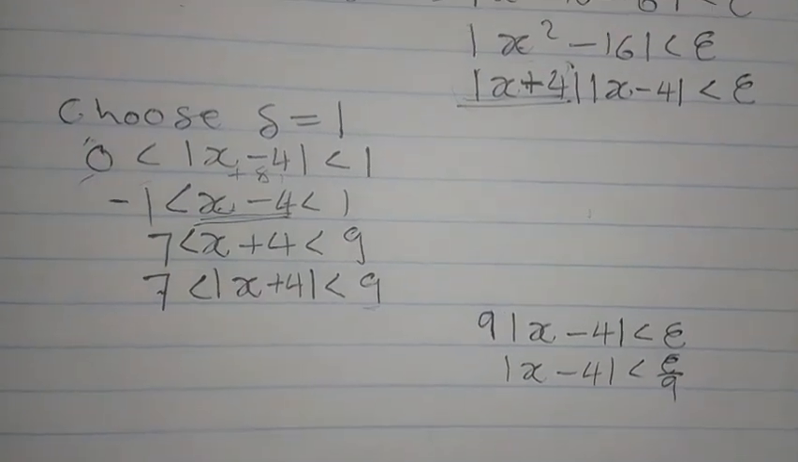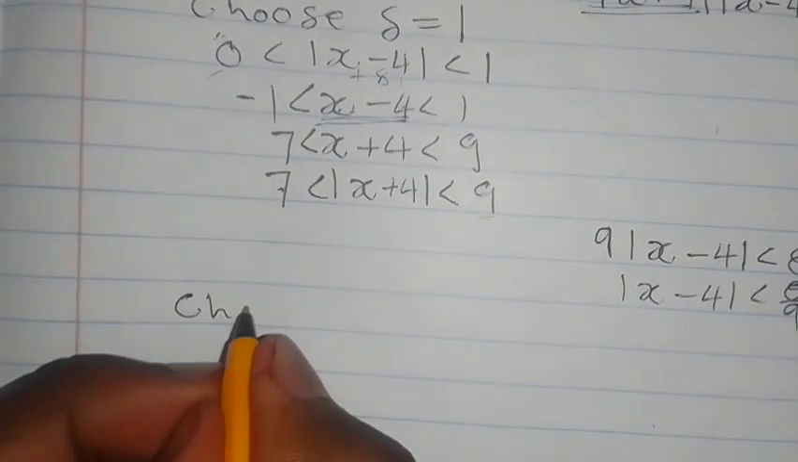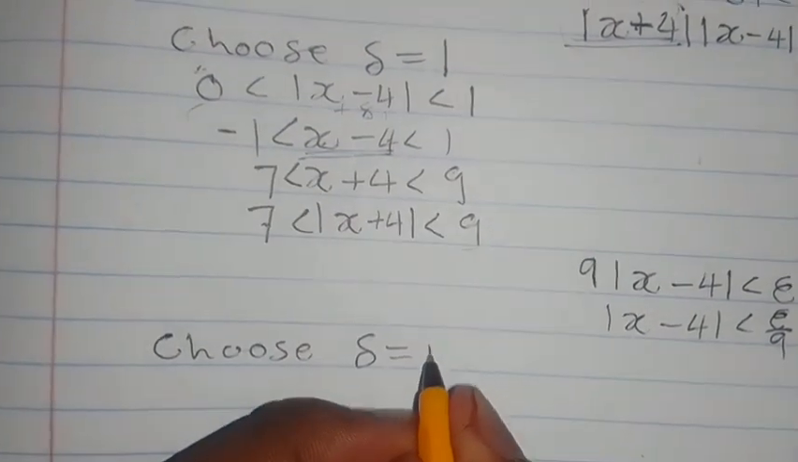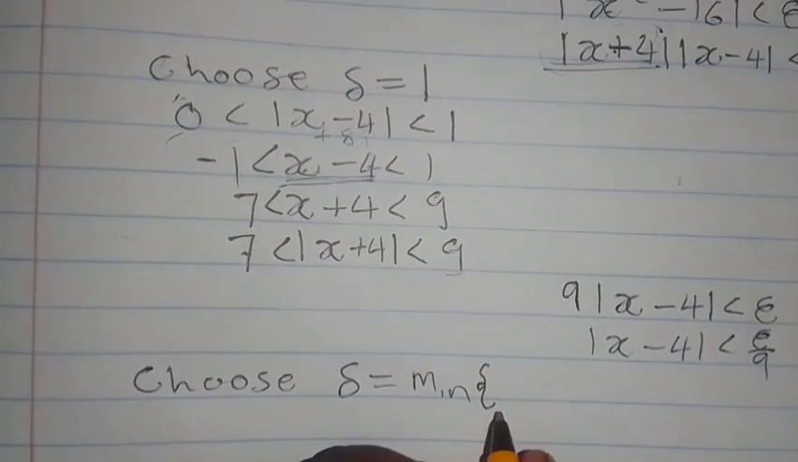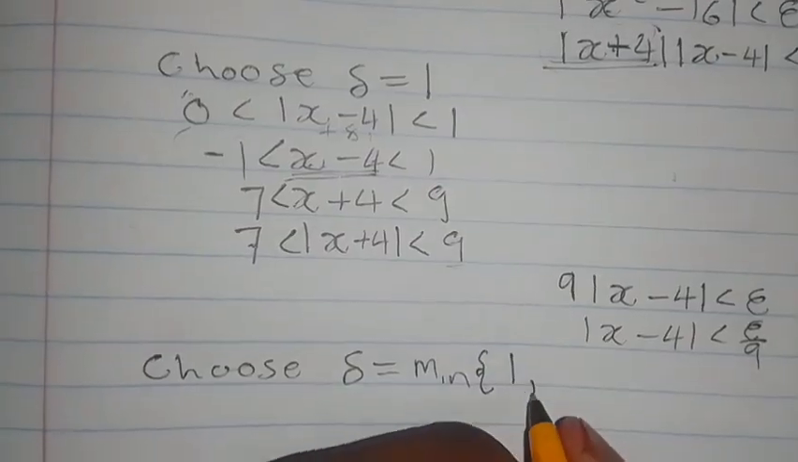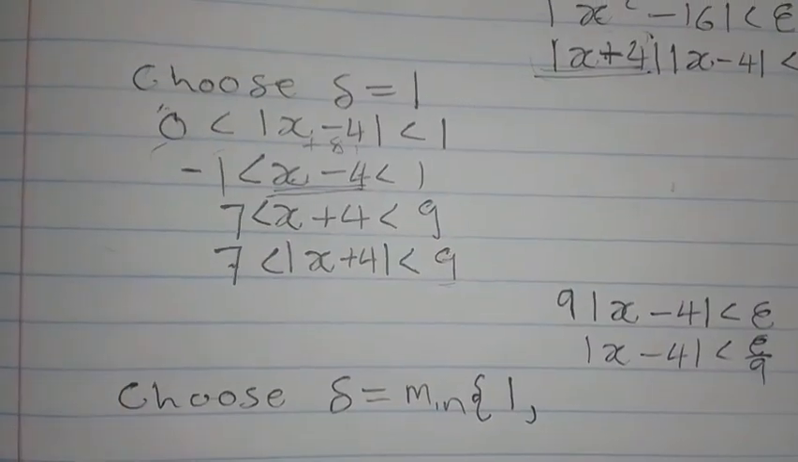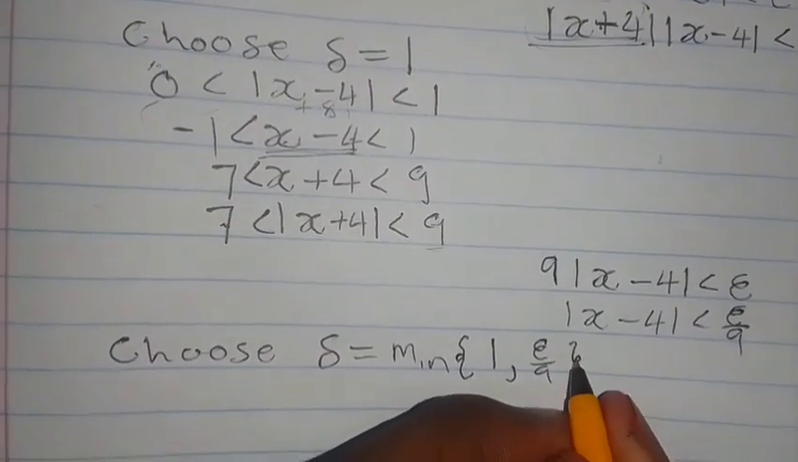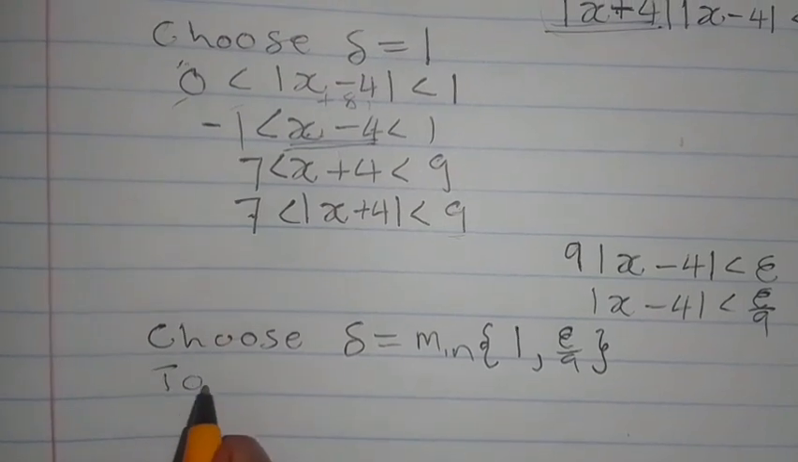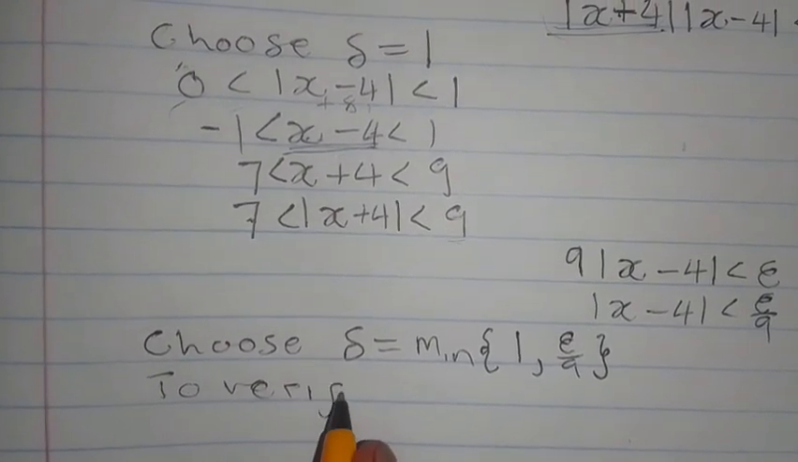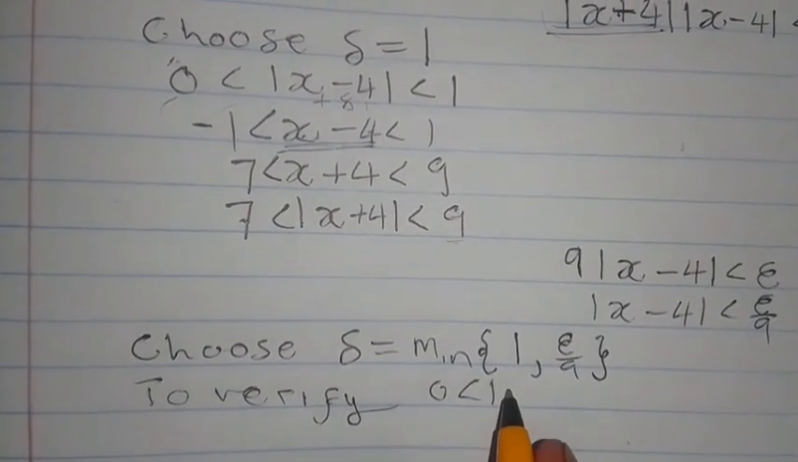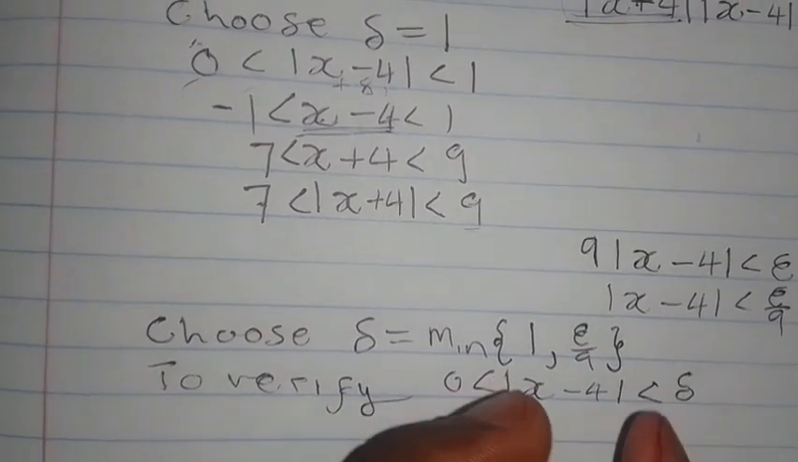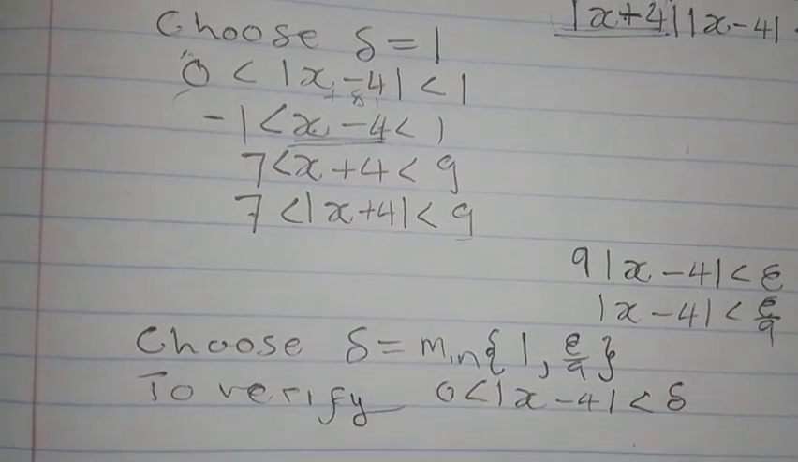And then from here we can choose delta to be a minimum. Delta will be equal to a minimum, where the first value right here is the value substituted in. I substituted in 1. And the upper value will be the one that you have here, which is just going to be epsilon over 9. And now, remember, you need to verify. To verify that 0 is less than the absolute value of x minus 4, which is less than delta.